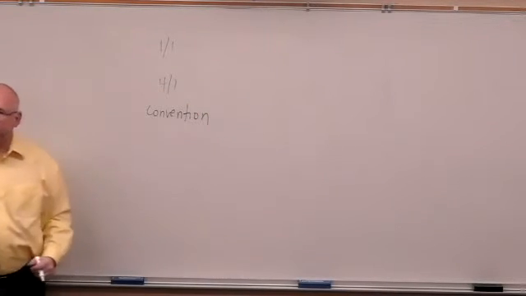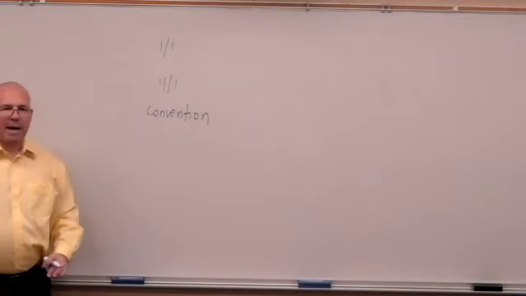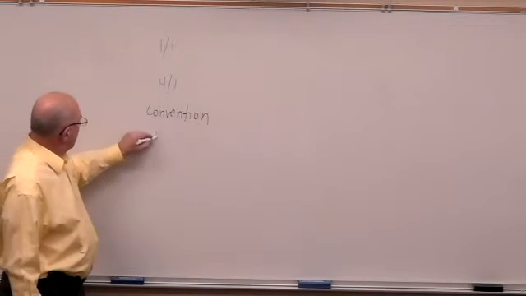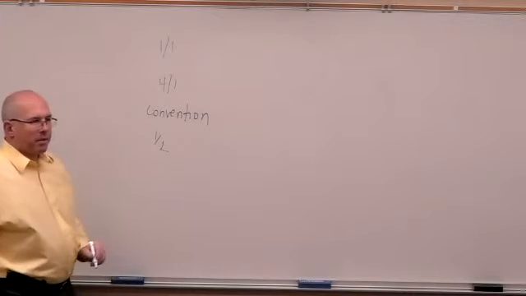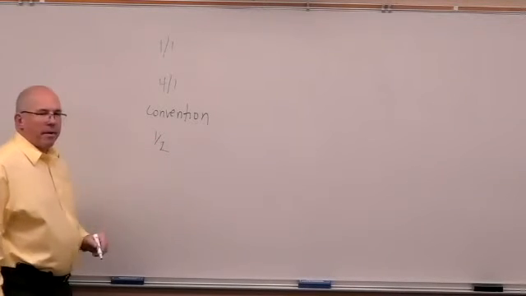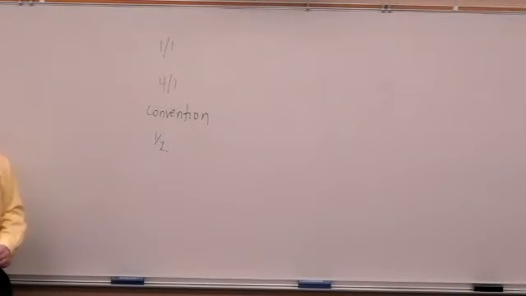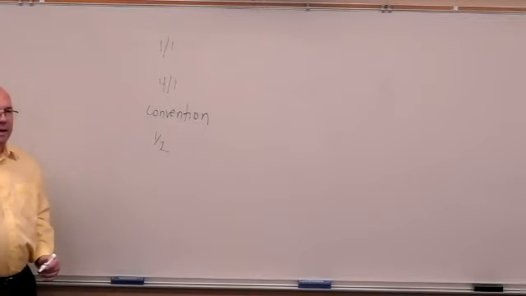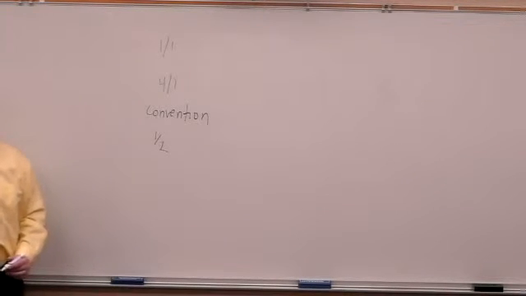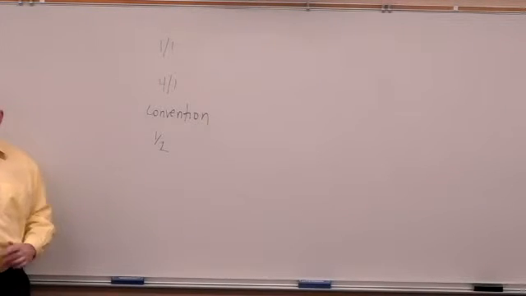The convention says during the first year, no matter when we buy it, we'll take a half year's depreciation. This way we don't have to count days. If we buy it January 5th, we take a half year. If we buy it December 30th, we take a half year. And we'll just always apply that convention.